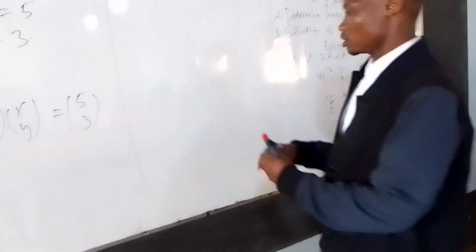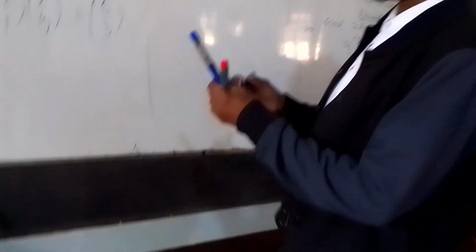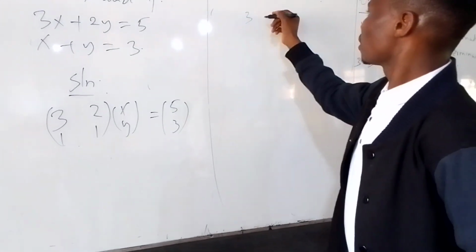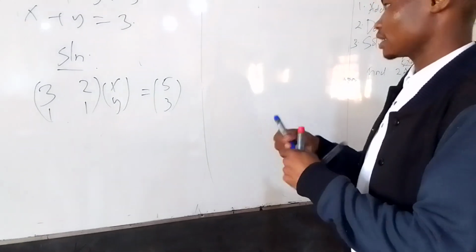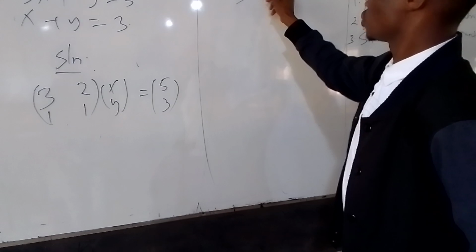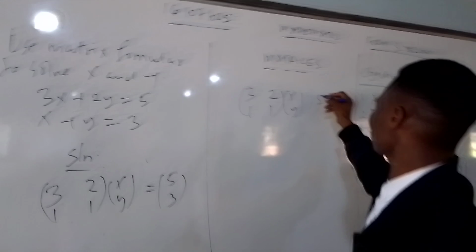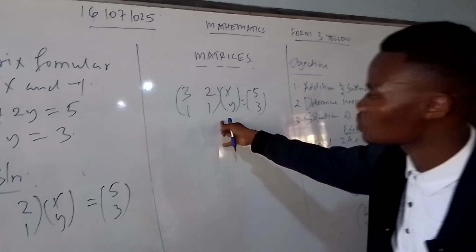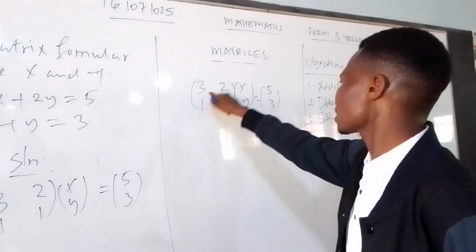We can do this together very fast. Now look, we have 3, 2, 1, 1, x, y, 5, 3. This, you are writing it in matrix form. Now let us solve this together. If you want to solve this value of x and y, find the determinant of the first matrix. The first matrix here is this one.